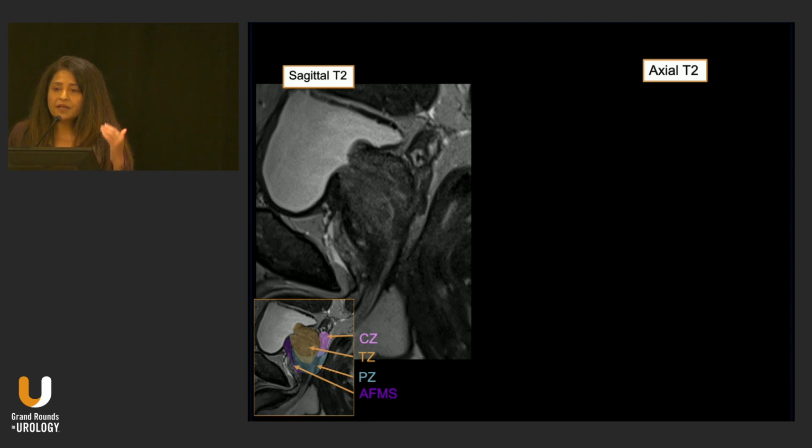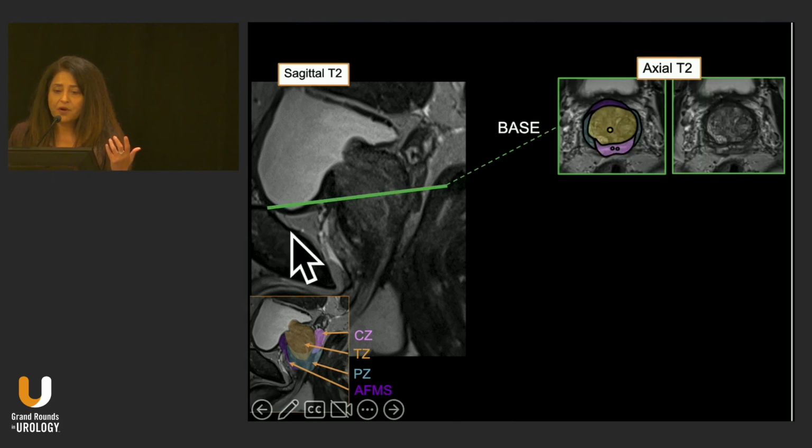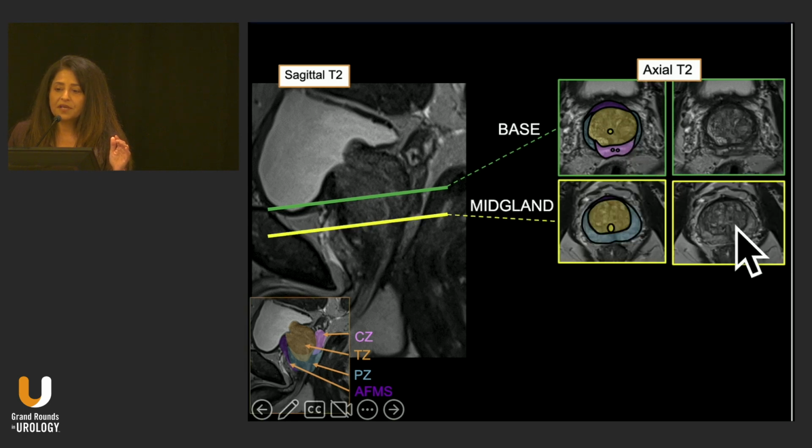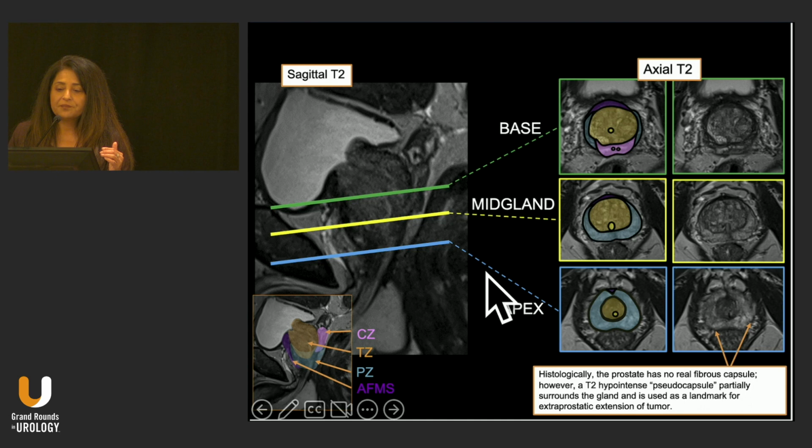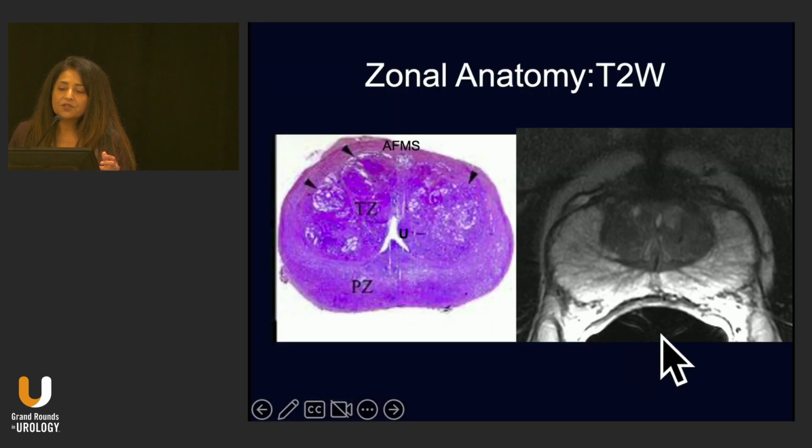Now, we just divide into the base, midgland, and apex, even on MRI, and you can see what it looks like on sagittal and how it would appear on an axial T2-weighted image. You've got the blue peripheral zone, the transition zone centrally. And as you go in the midgland, the same thing. You can now start seeing more of the peripheral zone nicely depicted. And in the apex, you can see how most of it is all peripheral zone, and there's a transition zone centrally. So when we do staging, we talk about the capsule, but we understand, even radiologists, that there's no true capsule in the prostate, and that we're just looking at the confines of the gland because of the fibrous tissue around it.